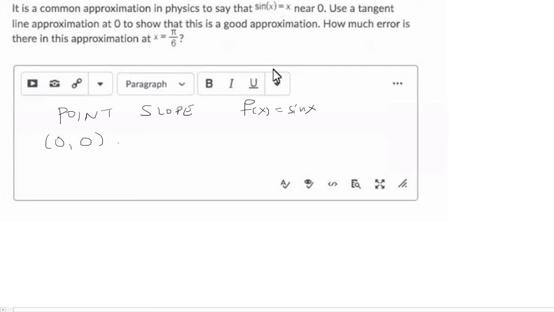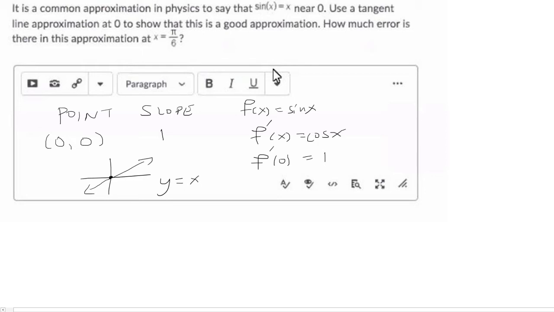The slope is the derivative. The derivative of sine is cosine. And we're interested at x equals 0, so we're going to plug in 0 for x to get cosine of 0, which is 1. So what this looks like is a y-intercept of 0, slope 1. Clearly, that is y equals x.